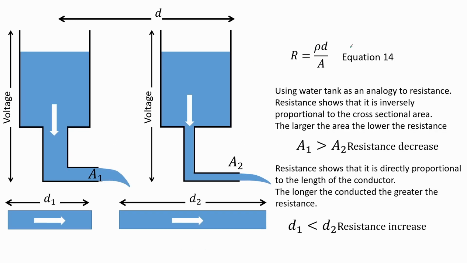Using a water tank as an analogy to resistance behavior in a conductor, the equation shows that the resistance is inversely proportional to the cross-sectional area. So, the larger the cross-sectional area, the lower the resistance. The equation also shows that resistance is directly proportional to the length of a wire. So the longer the wire, the greater the resistance. This behavior is due to the atomic arrangement and condition inside the conducting material, which impedes the flow of electrons.